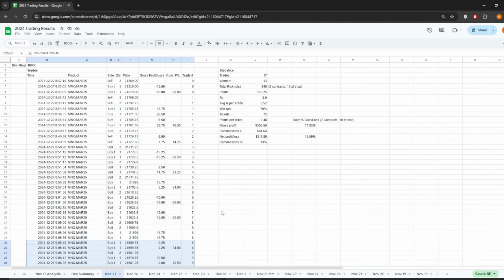Total of 17 trades, 13 winners. I made 178 points, which is about 9 Rs, which translates into about 18% on my account, 76% win rate, and I paid a modest 13% commission, so that's very strong overall. Great.